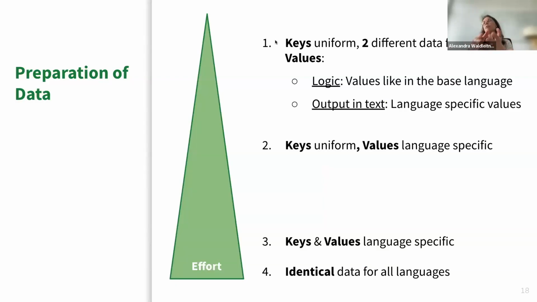So that leads to position 1 that brings together these two things. And it means, again, the keys are uniform here, but you have two different data fields for your values. So you would have a data field for the logic. Here, the values are the same as in the basic language. And for the part that is output in the text, then you use the version that is language specific.